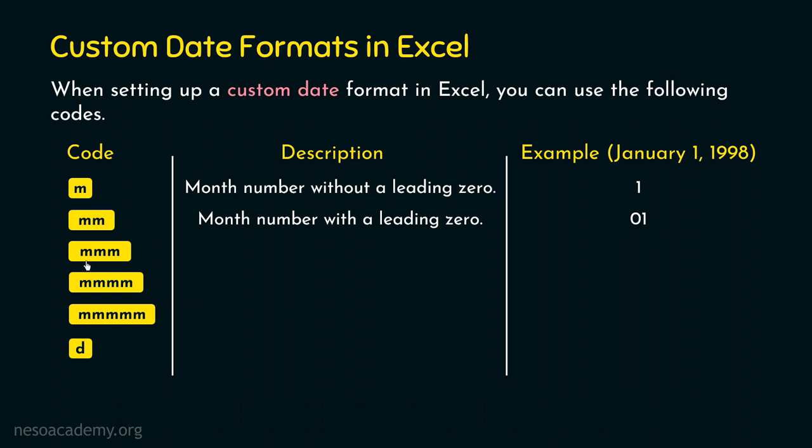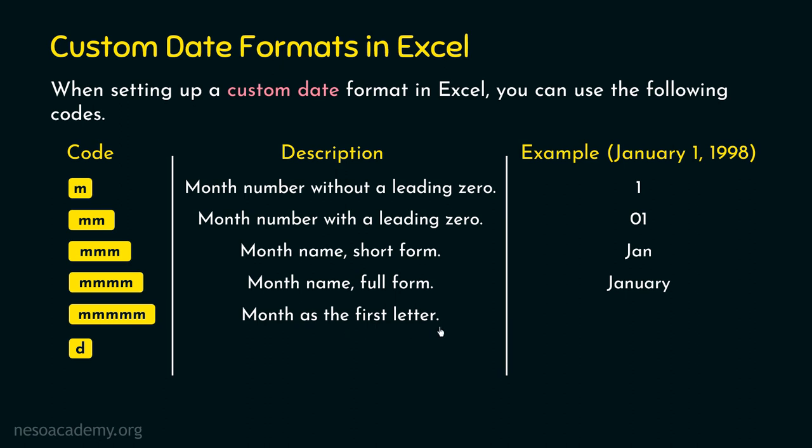Now the third code, that is MMM, is used to bring in the short form of the month name. For example, January will be written as JAN. Similarly, February will be written as FEB. Now the fourth code, that is MMMM, is used to bring in the full form of the month name. For example, for January, we will write the full form of the month name. Alright? Now the fifth code, that is MMMMM, is used to bring in month as the first letter. For example, the letter J will be used for January, June and July.